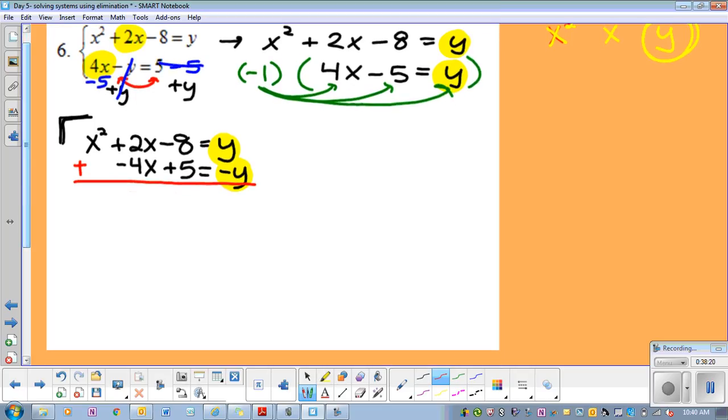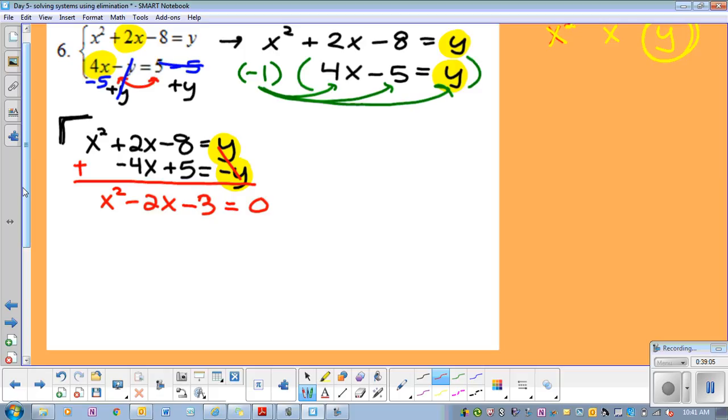So x squared, there's nothing to add with the x squared, so just bring it down. 2x plus a negative 4x gives me what? Negative 2x. And a negative 8 plus 5 gives me, good, equals, what happens to the y's? Good, 0, because they get eliminated. Oh my goodness, how do I solve for this? Kevin, you know it. I know you don't want to say it, but you know it. Huh?